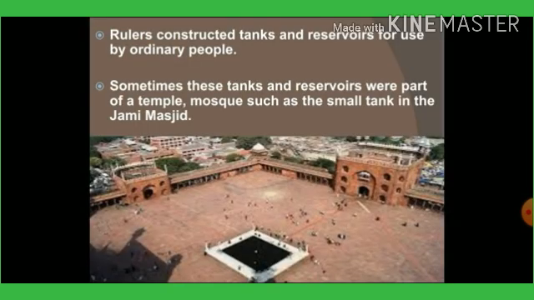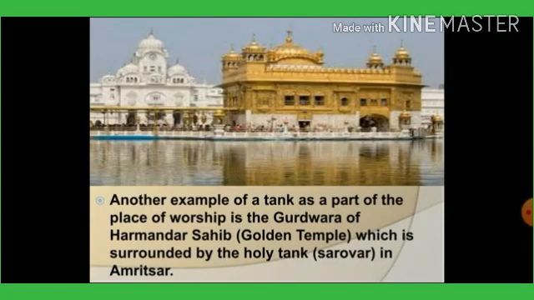Rulers constructed tanks and reservoirs for use by ordinary people for their various purposes. Sometimes these tanks and reservoirs were part of a temple or mosque, such as the small tank in the Jami Masjid. The tank, the Sarovar, surrounded by the Golden Temple, is an example of a tank.